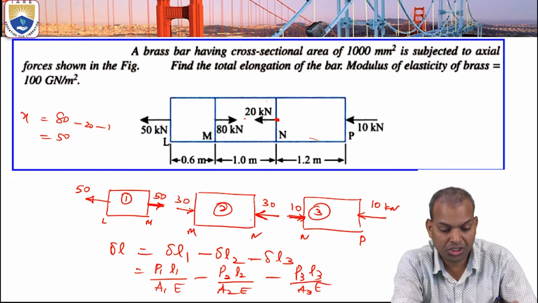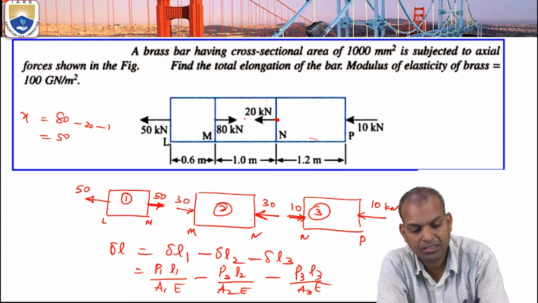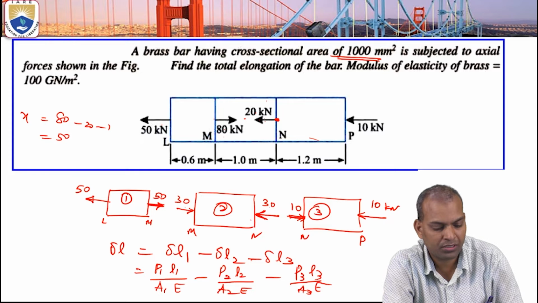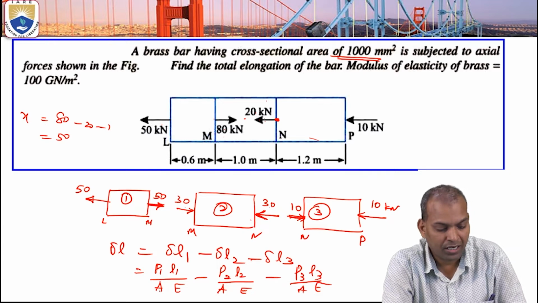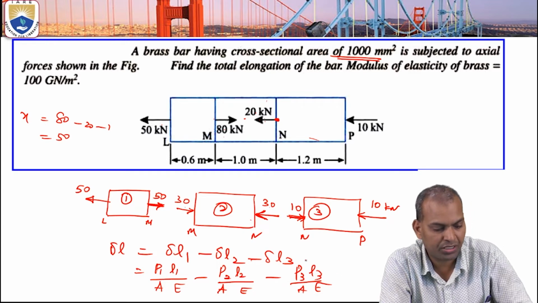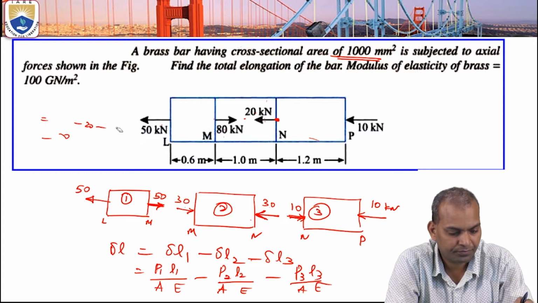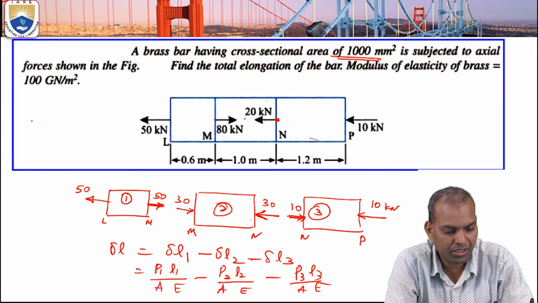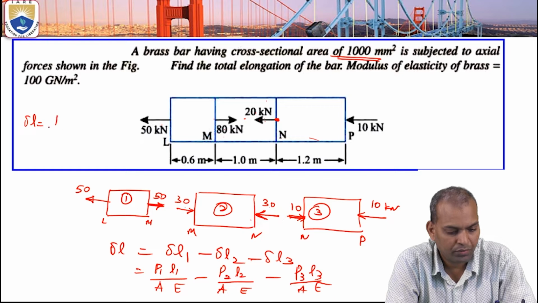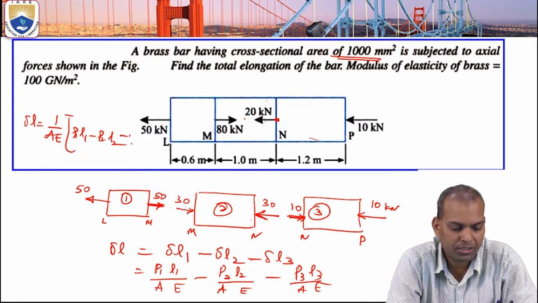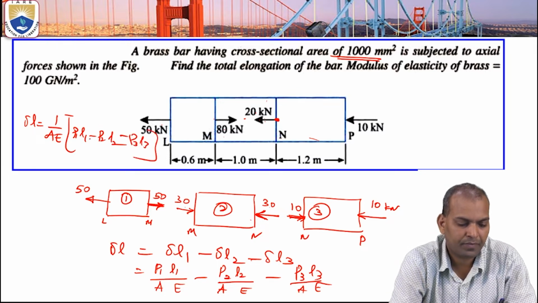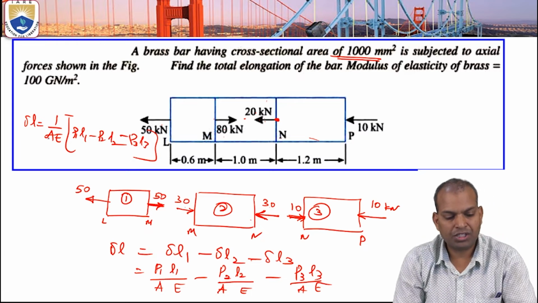Now what is the cross section here? The cross section mentioned here is uniform, that is 1000. That means A1 equals A2 equals A3, equals A. What is the common factor from this equation? Delta L equals 1 by AE times P1 L1 minus P2 L2 minus P3 L3. Okay, cross section given.